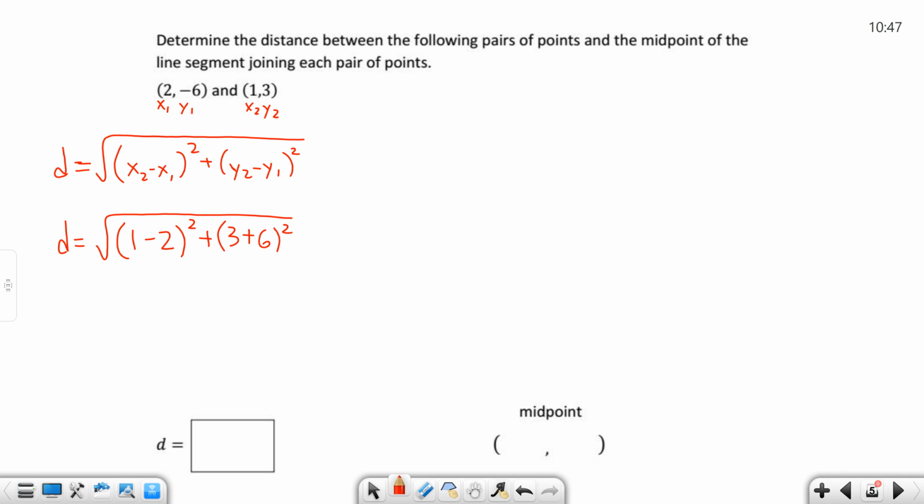So this is going to be d equals the square root of negative 1 squared plus 9 squared. You don't have to have the 9 in parentheses, but if you want to, you can. But because it's positive, it doesn't have to be. However, you cannot do this. There are many things wrong with this. One of them is this, and the other needs to go all the way.